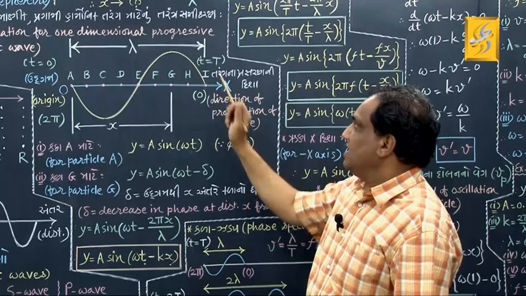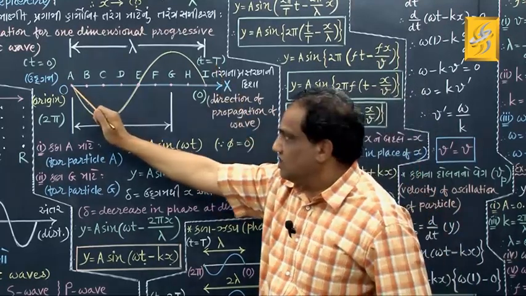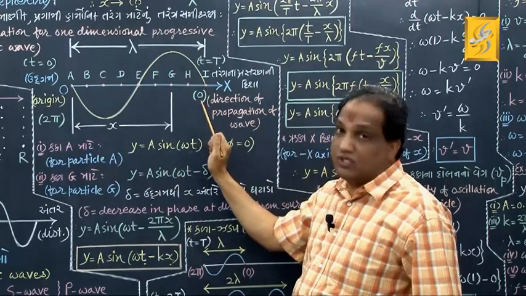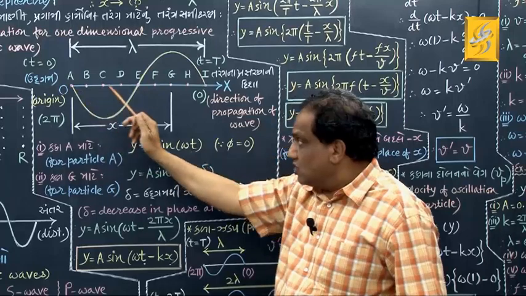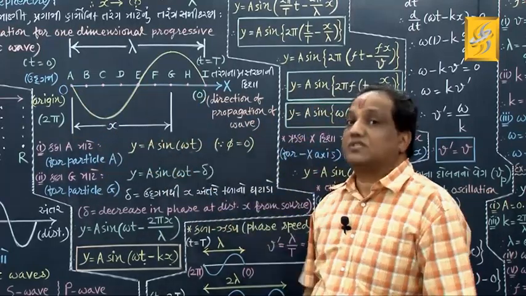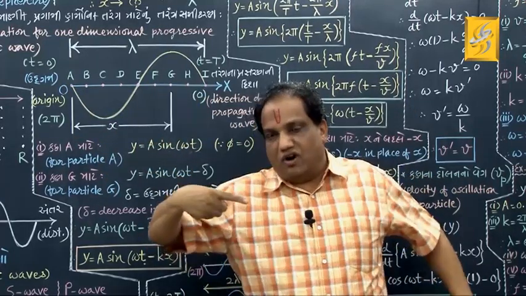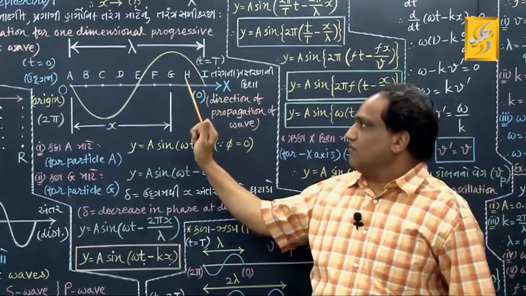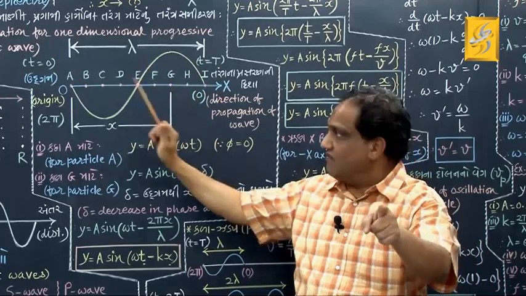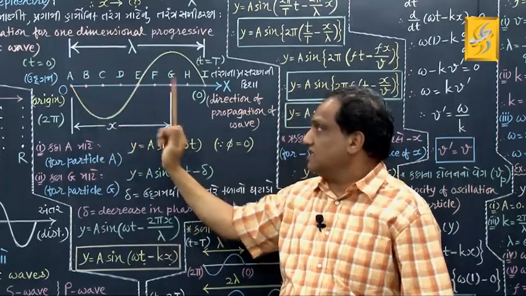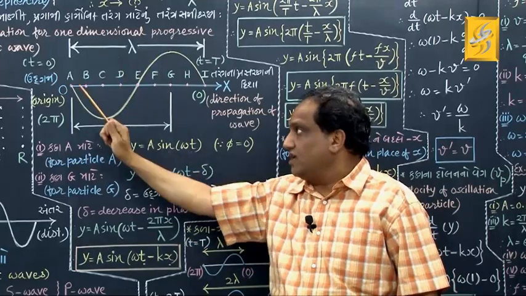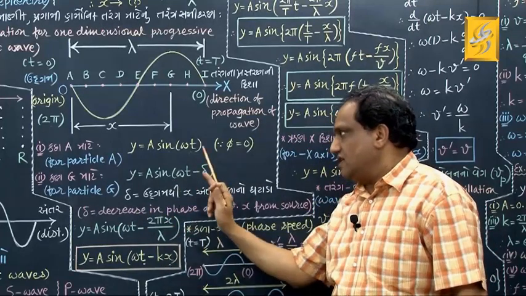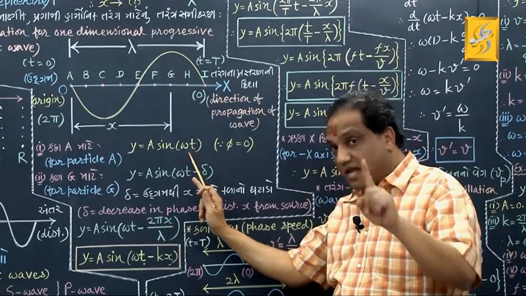For example, at the end of capital T time, what was the phase for this particle? It was 2 pi radian. And at the same time, what was the phase for this particle? It was 0. So when you move away from the source, phase decreases. So one thing is sure, the phase of this particle must be less than the phase of this particle, correct? Because it is at distance x away from the source. So the phase of particle G should be less than omega t.